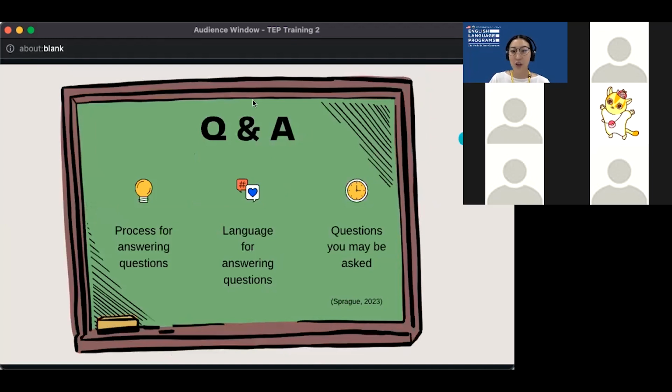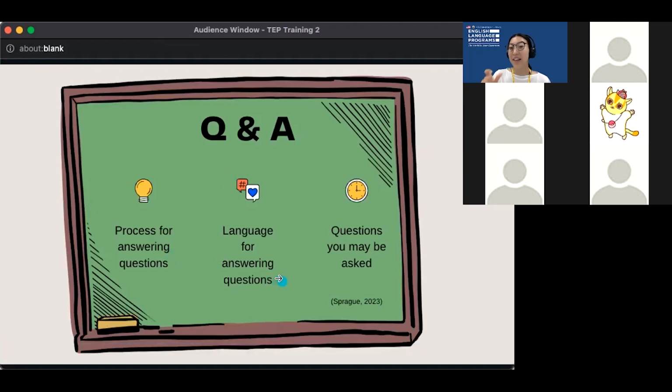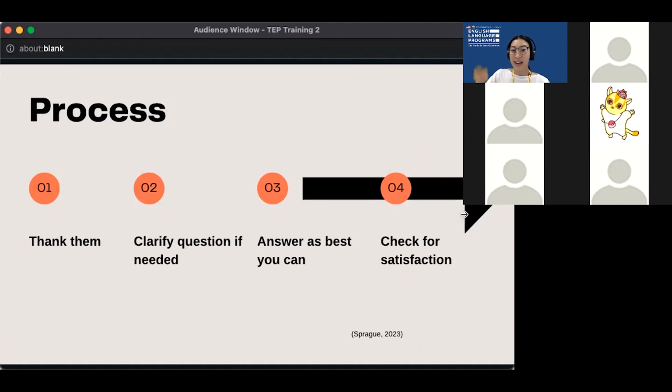So we're going to go over the process for answering questions. Then I give them the language. I literally tell them what words they can say, what phrases they can use to help them follow those steps. And then I ask students to think in advance: what kinds of questions do you think you will be asked by your classmates or other audience members? So I'll share this process with you. This is a 4-step process.